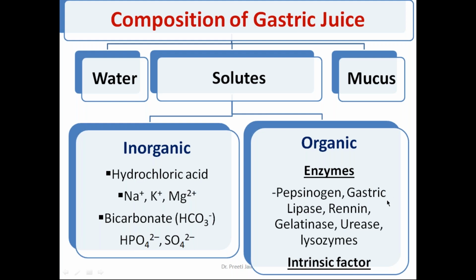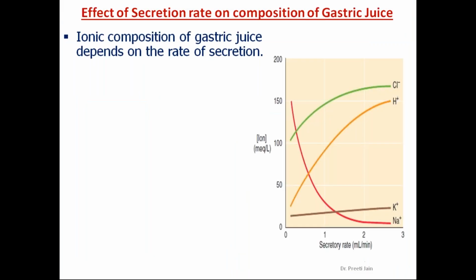Then we have gastric lipase for the digestion of fats, and rennin, which is usually present in infants; in adults it's not present. Don't confuse it with renin, that is the renin-angiotensin system. Many times you people write this spelling, which is absolutely wrong. So this rennin is an enzyme which is present in the gastric juice. It's present in infants, and basically in other animals. Then you have gelatinase, urease, and lysozymes, which are also present in the gastric juice.